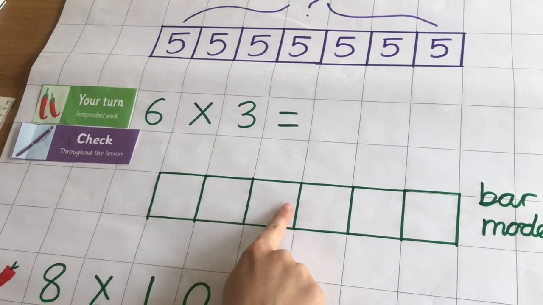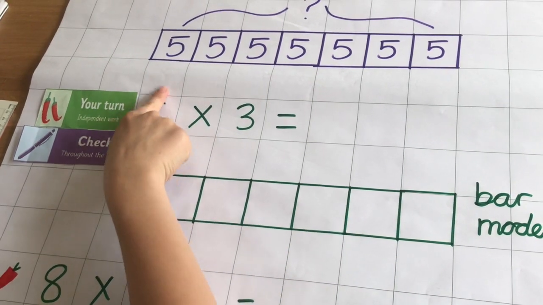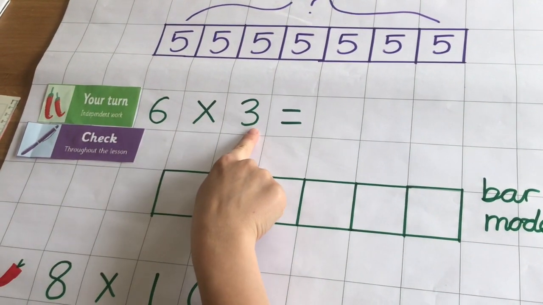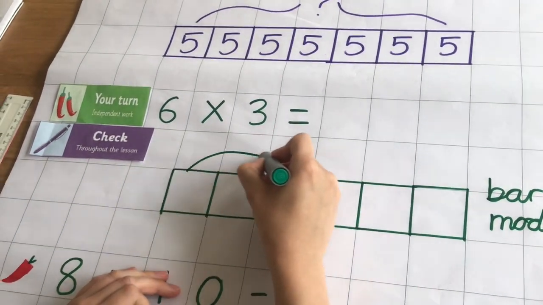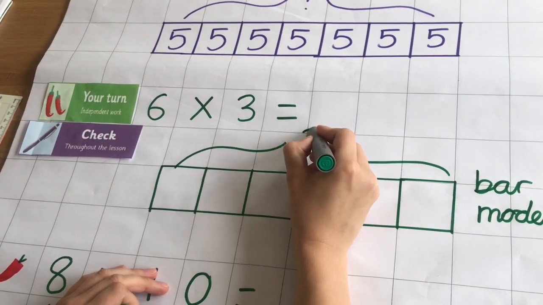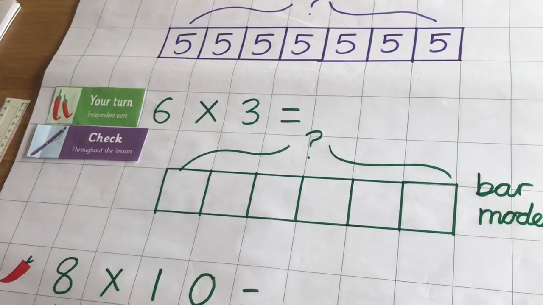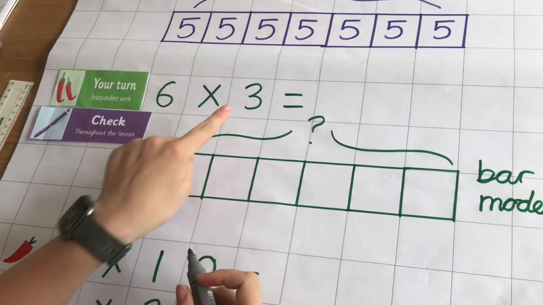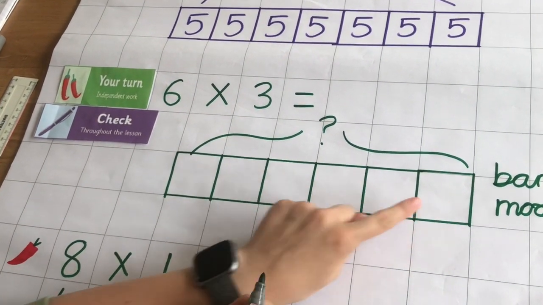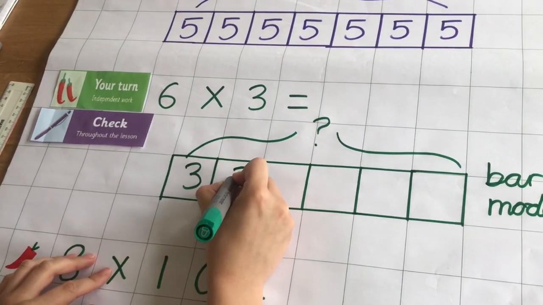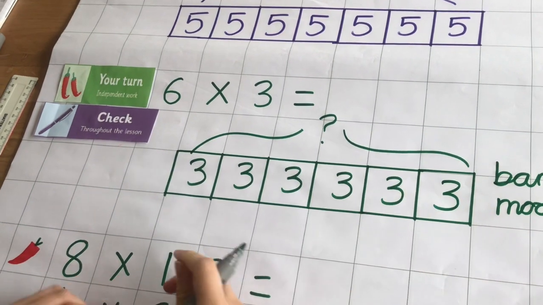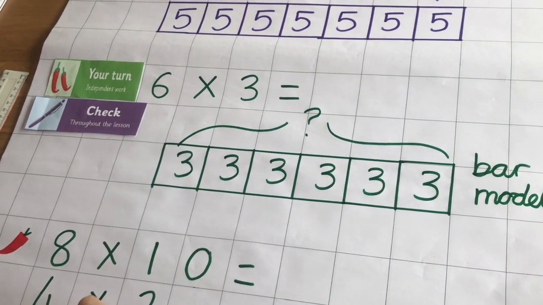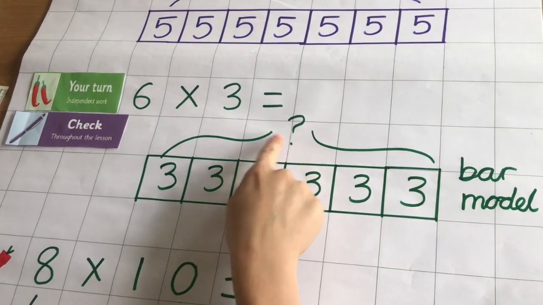Now I've already drawn my bar model because I know there are 6 groups of 3. So I've drawn 6 groups. Now remember, we don't know how many there are altogether, and that's what we're trying to solve. It does tell me how many is in each group. So I can write 3 in each group. Now I can count in my 3s to see how many there are all together.